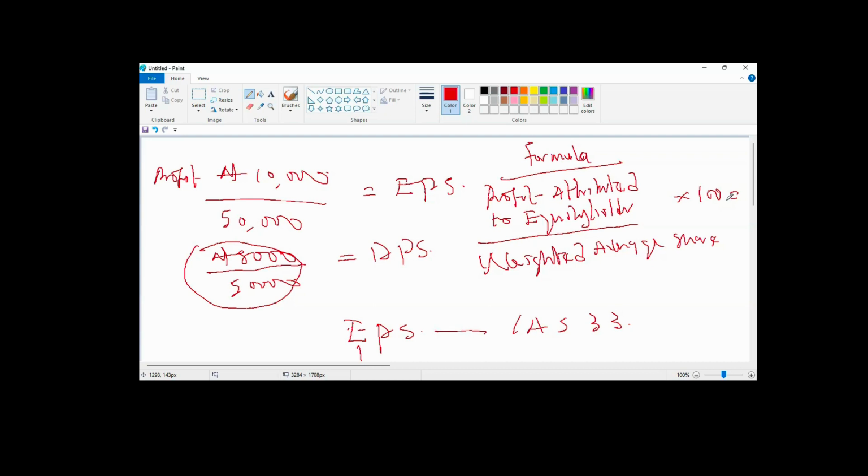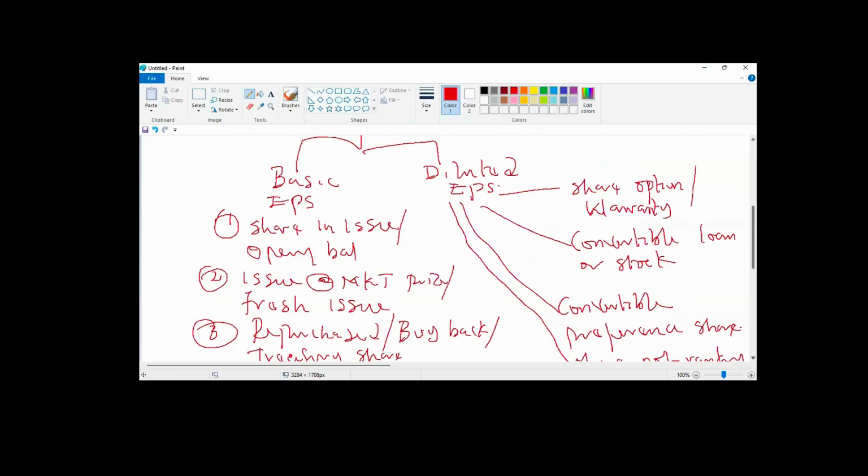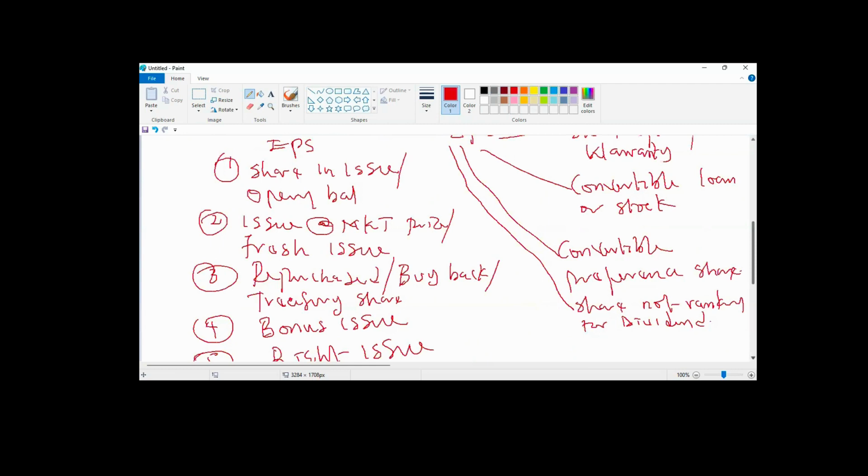Now, let us take it one after the other. We will start from the basics first. Don't forget, these are things I must see in the basics: shares in issue, the opening balance, shares issued at the market price, the first issue. Let's see how far we can go.